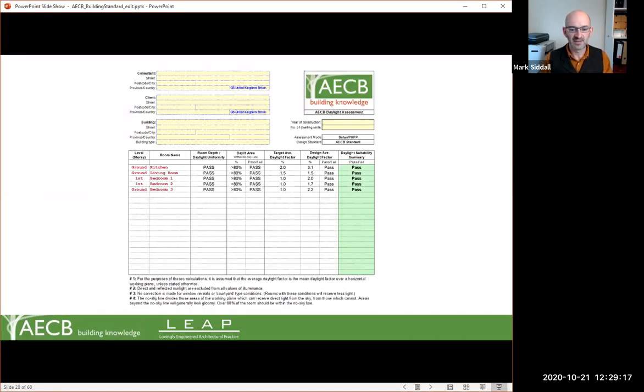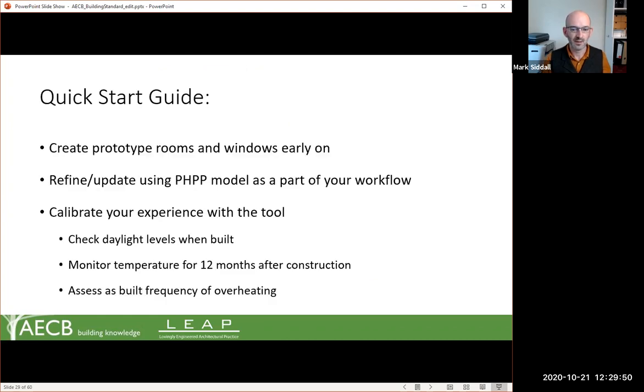Once you've done all of your calculations using the AECB daylight calculation tool, it basically produces this verification sheet. You can see how we are looking at the various different stories, the rooms, the daylight uniformity, the daylit area. We've got the target daylight factors and what's been achieved in practice, and then a summary, which says whether it's passed or failed. So it gives you quite a simple review in terms of looking at compliance on a room by room basis.